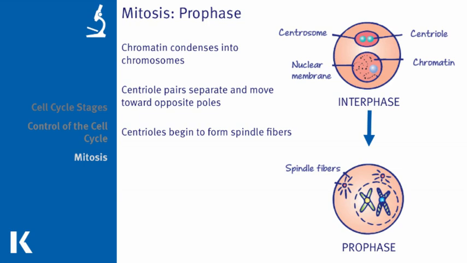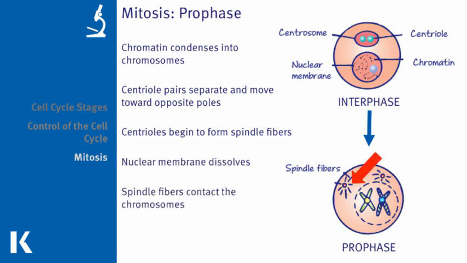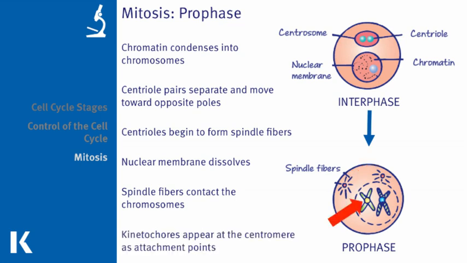The nuclear membrane dissolves, and the growing spindle apparatus makes contact with the condensed chromosomes. The points at which the spindles reach the chromosomes are henceforth known as kinetochores.